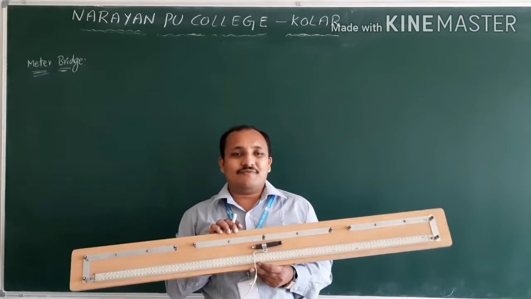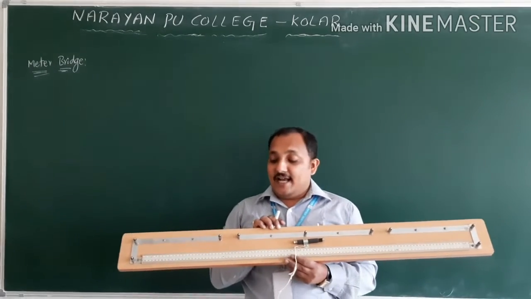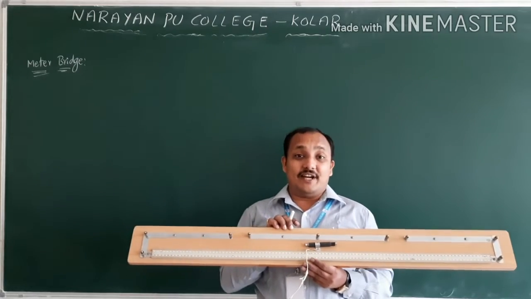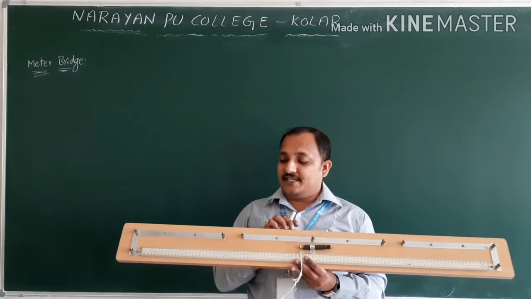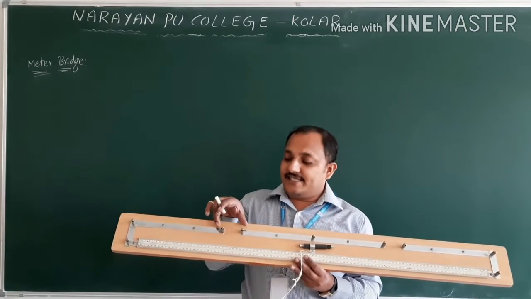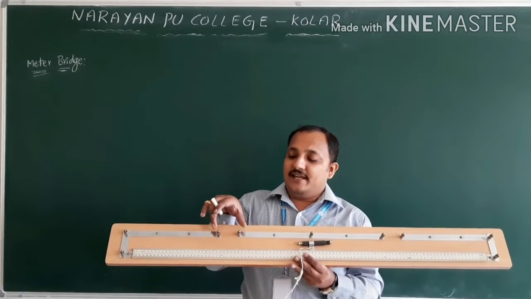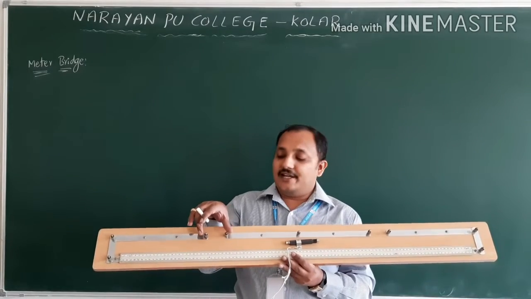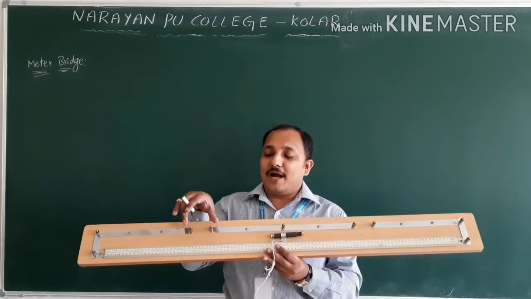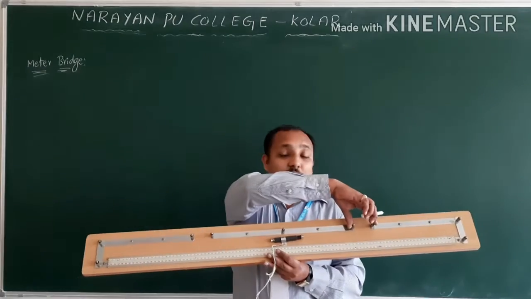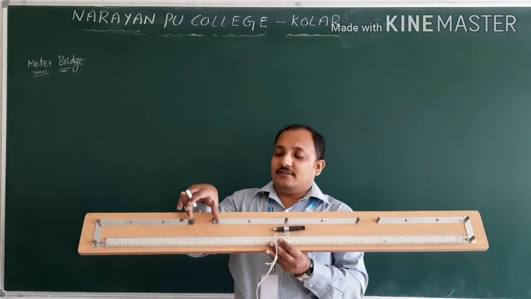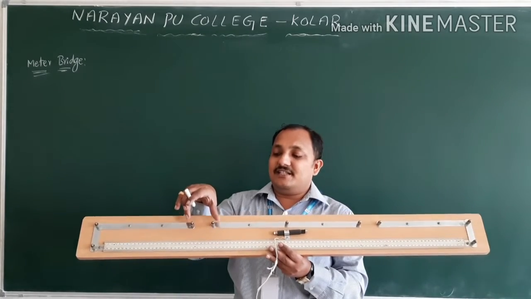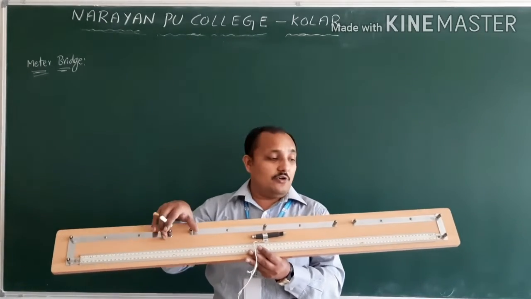So what is the use of this? We will find the unknown resistance of the given wire or given conductor. How will we find it? We will connect the unknown resistance wire here, either in the left gap or the right gap. If you connect the unknown wire in the left gap, we will see what to connect in the right gap. So if you brought one wire, we connect that one in the left gap. The resistance of this wire is what we have to find.